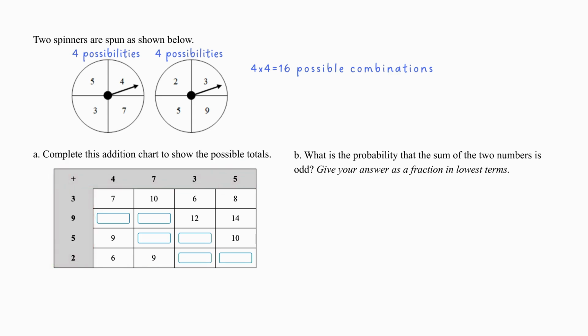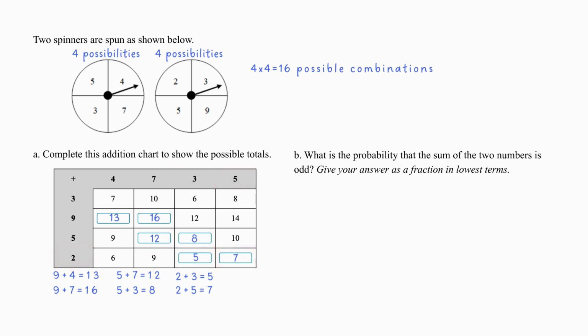To find the probability, we need to look at all 16 sums in that grid. For the second row, 9 plus 4 is equal to 13. 9 plus 7 is equal to 16. For the third row, 5 plus 7 is equal to 12. 5 plus 3 is equal to 8. For the last row, 2 plus 3 is equal to 5. 2 plus 5 is equal to 7.